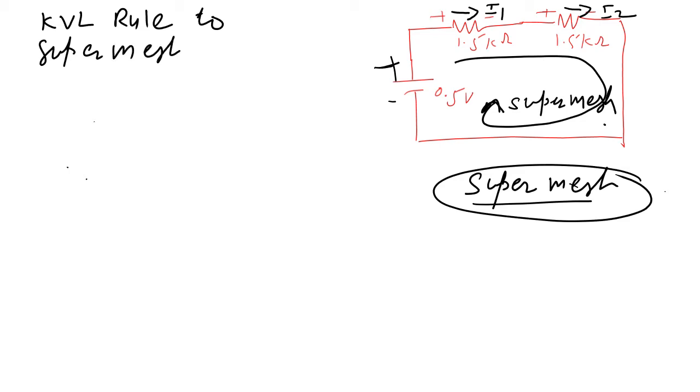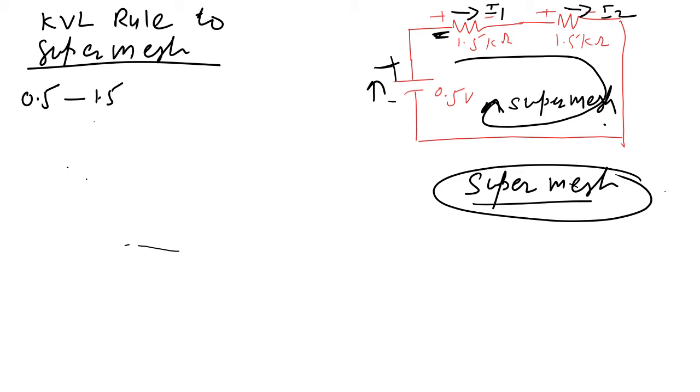Apply the KVL rule to the supermesh. Now start from the voltage source. The voltage source is 0.5, and it is minus 2 plus like this. So it is 0.5 volt, and then this is 1.5 kilo ohm. This is plus 2 minus, which means it is minus, and this is 1.5 kilo ohm.